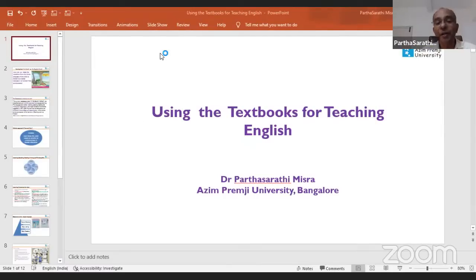And the topic of my presentation is using the textbooks for teaching English. Do we need textbooks? Now, for learning our mother tongue as children, we had no textbooks. When a child starts speaking the mother tongue, no mother hands over a textbook to the child and says, "Look, my child, this is a Telugu textbook, and I will teach you language." The child learns language from the environment, from other sources.